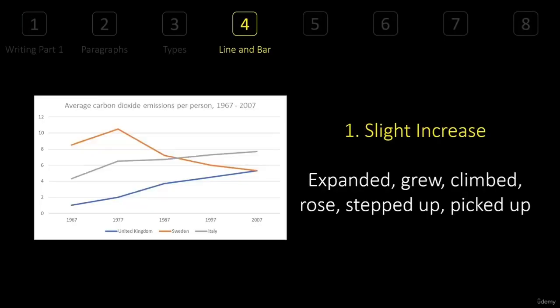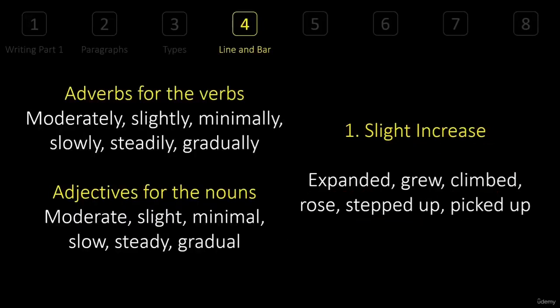The first trend is slight increase. Where do we see slight increase? You see here, slight increase. So we're going to use the words expanded, grew, climbed, rose, stepped up, picked up, or any of these words you can use, or something like the carbon dioxide increased or grew in this number from this to this year. You can mention these words. Now, in order to emphasize, you can say moderately or slightly.